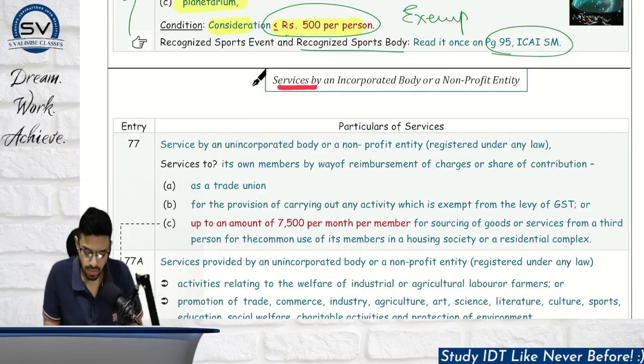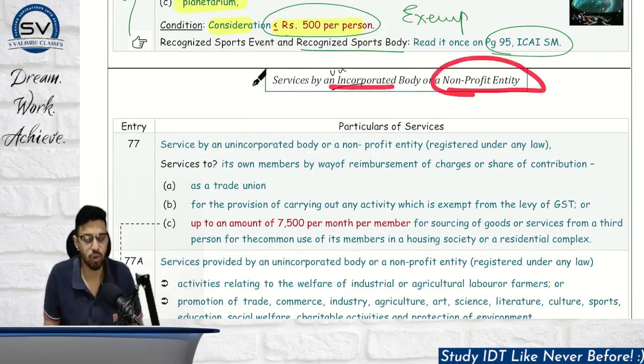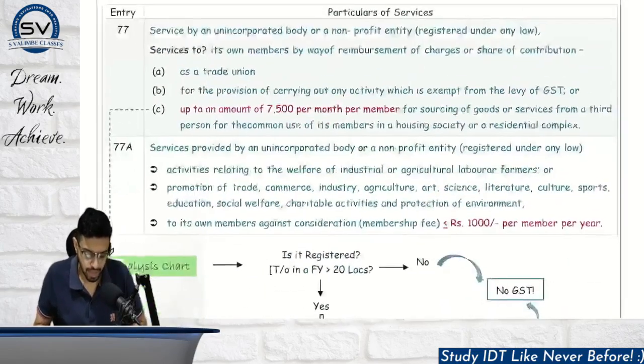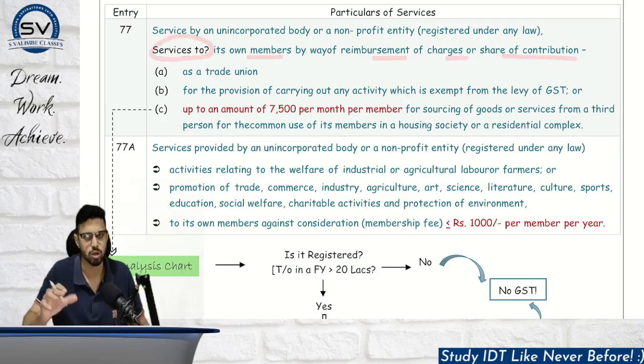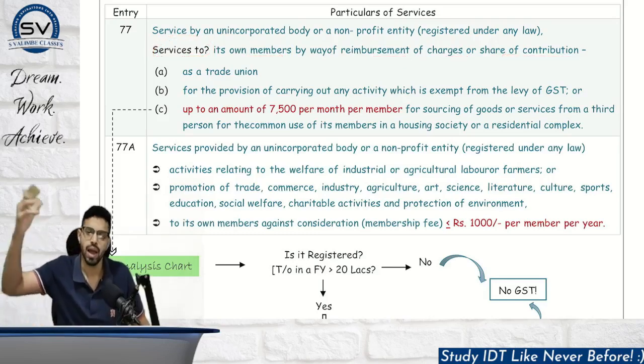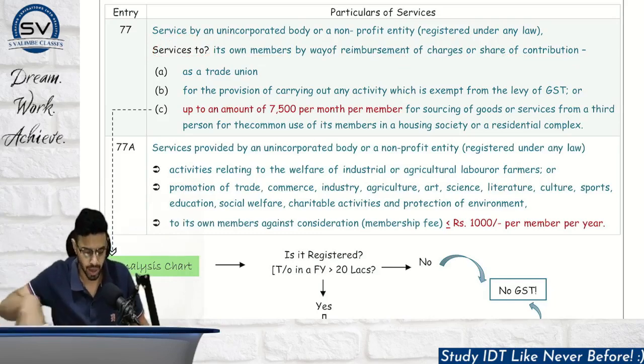Next, services by an unincorporated body or non-profit entity. We are talking about the trade unions and cooperative societies here. So services by an unincorporated body or non-profit entity registered under any law. So cooperative societies are also registered. Services are given to its members by way of reimbursement of charges or share of contribution. So members are going to contribute something and services are being given by that particular entity.